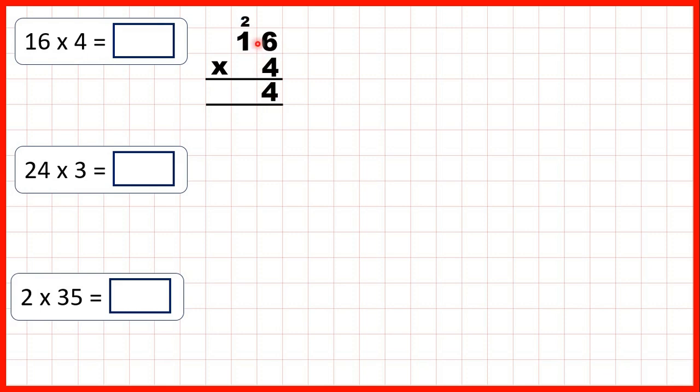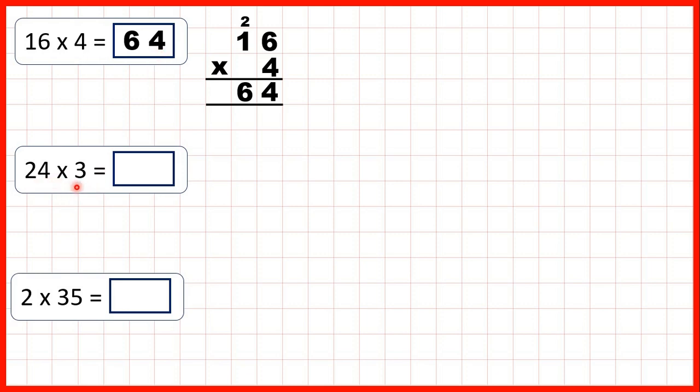Now we move on to our next digit, so on to our tens digit. 1 times 4 is 4, but what we need to do now is add the 2 that's on top. So 1 times 4 is 4, plus 2 is 6. So our answer is 64.